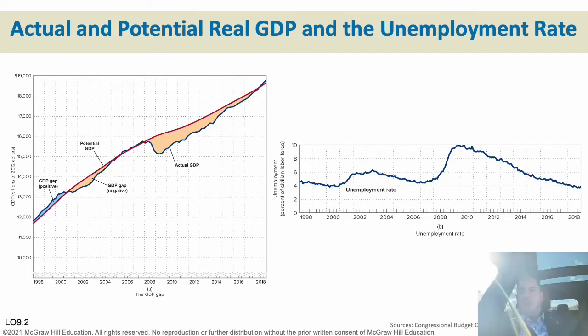The figure shows the actual and potential real GDP and the unemployment rate from 1995 to 2015. You'll see some of those trends that were discussed in that slide before here visually.